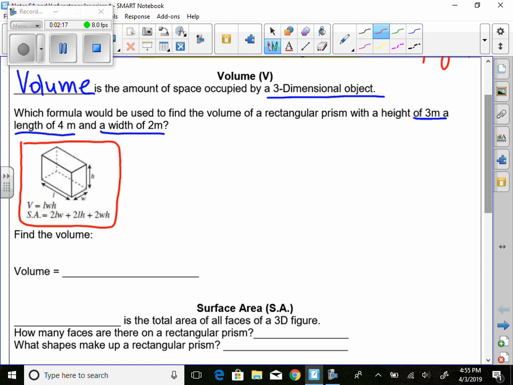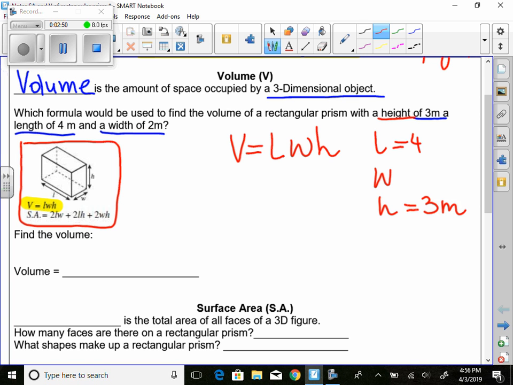So we're being tasked to find the volume of this rectangular prism. So volume, V stands for volume. So here's my formula. I always like to start with writing out my formula, and identifying the components in this formula. So length, width, and the height. We are told in this problem that the height is 3. So I'm going to put that next to height, 3 meters. We are told that the length is 4 meters and the width is 2 meters.